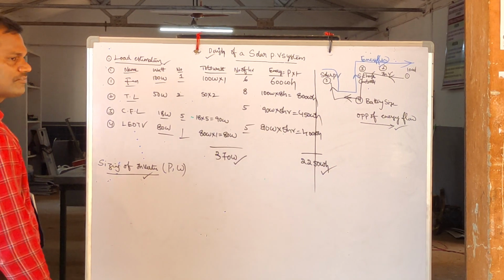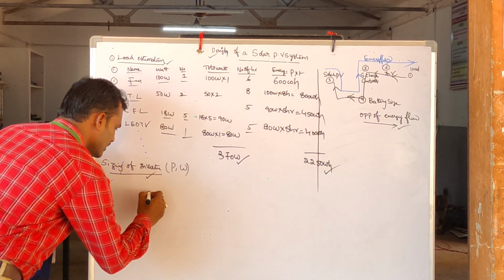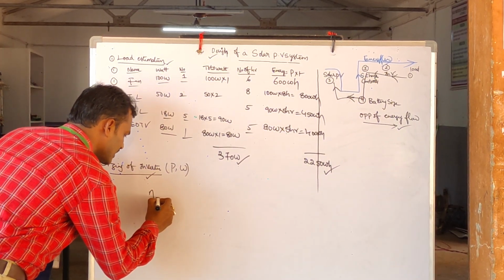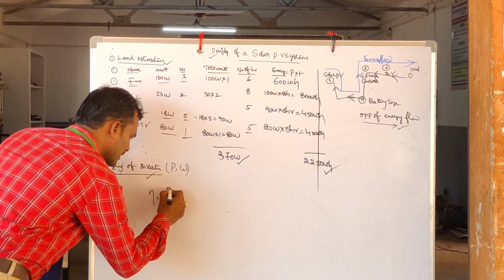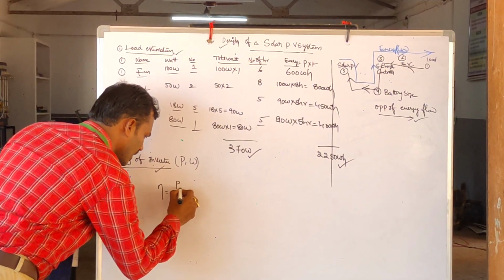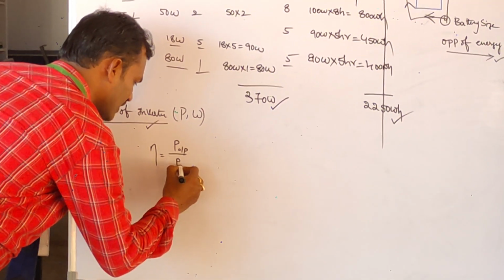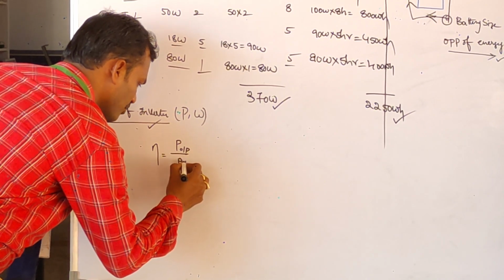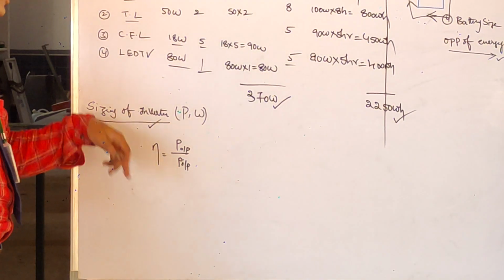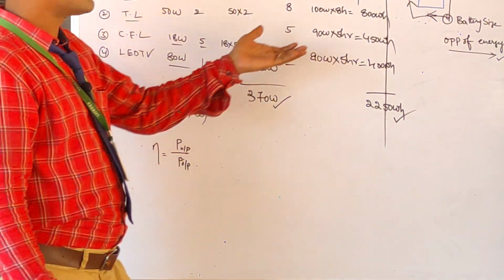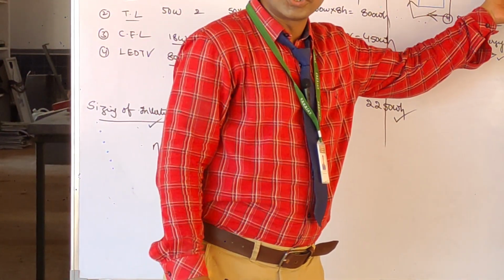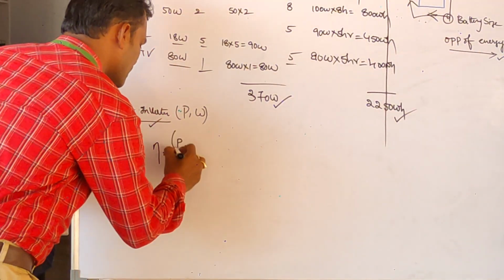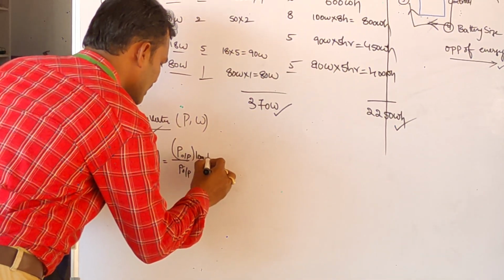What is the formula of an inverter? The efficiency of an inverter is equal to output power divided by input power. So efficiency can be written as output divided by input. What is the output of the inverter? The output of the inverter is nothing but the load power required.